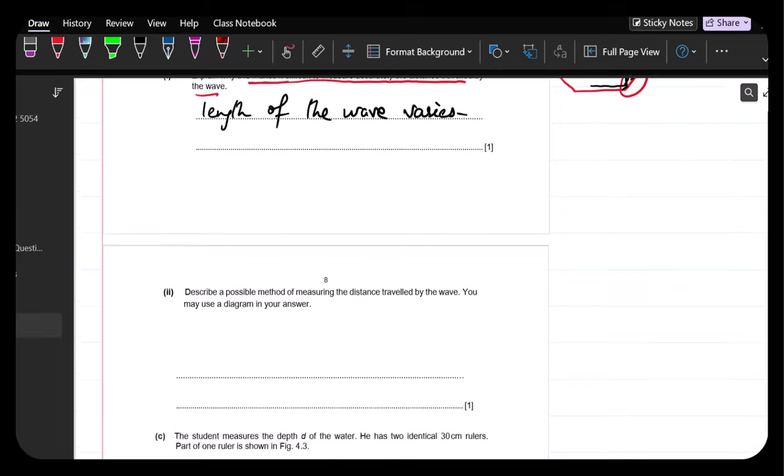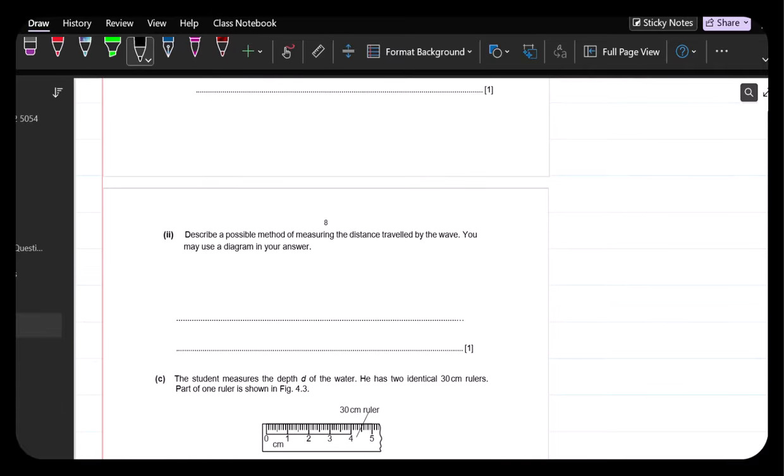Moving to the next part of this question, part B. Describe a possible method of measuring the distance traveled by the wave. You may use a diagram in your answer. The very best way is that you can place set squares here and then measure the distance between the set squares, or you measure the reading from the top.